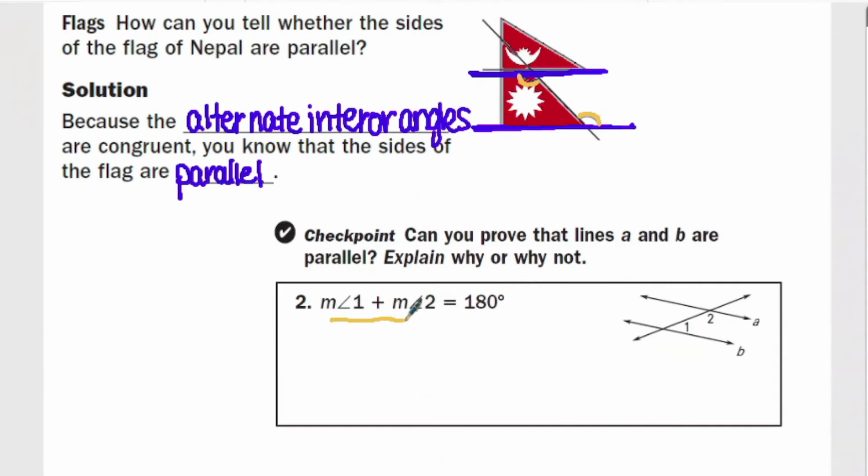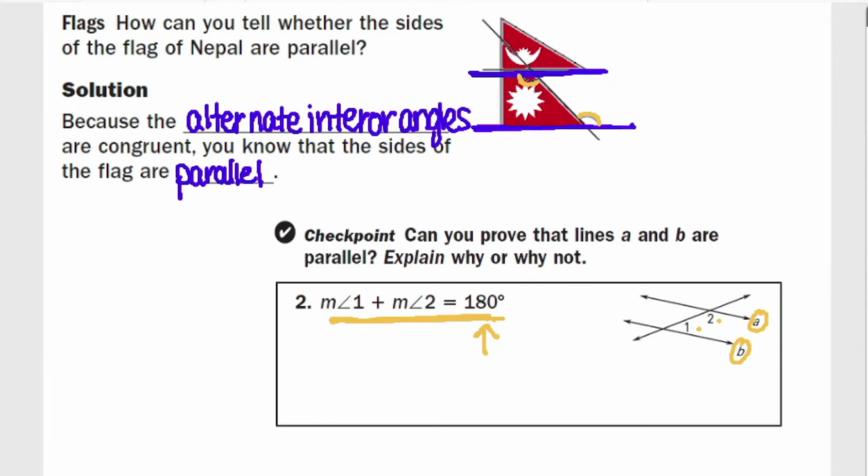If we were given this information, could we say that lines A and B are parallel to each other? It's not enough just that they look parallel. They don't have the markings on them. But given this information, would that be enough? I would say yes, because angle 1 and angle 2 are those same side interior angles. And if we know that they are supplementary, then we can say that those lines are parallel.